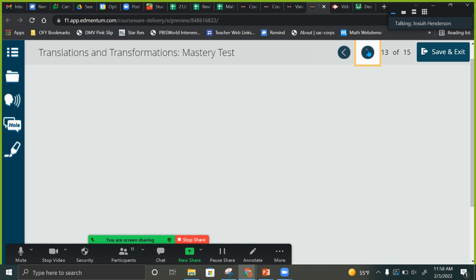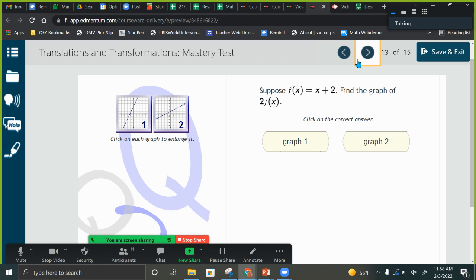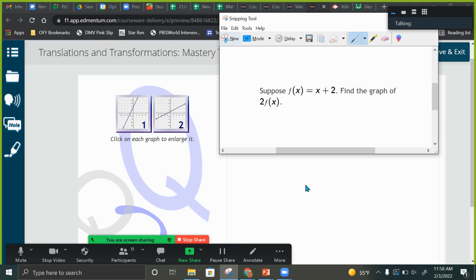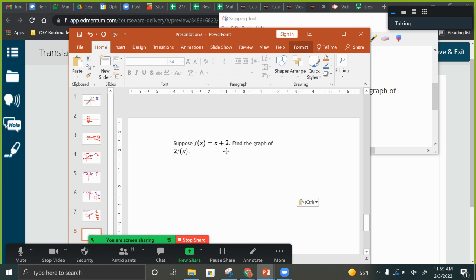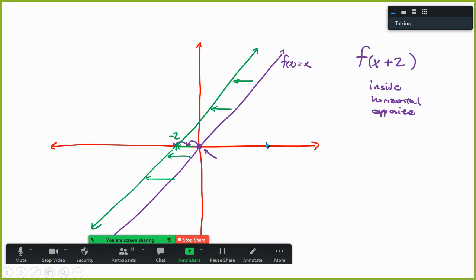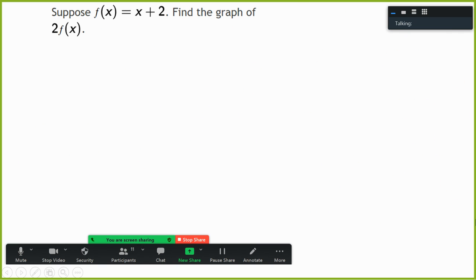Let's do one more from Inventum. Cool. Okay, let's try this one. This will be good. It's another vertical. Why is it vertical? Because of that 2 multiplied to f of x. So let's see what happens here. All right, here we go.